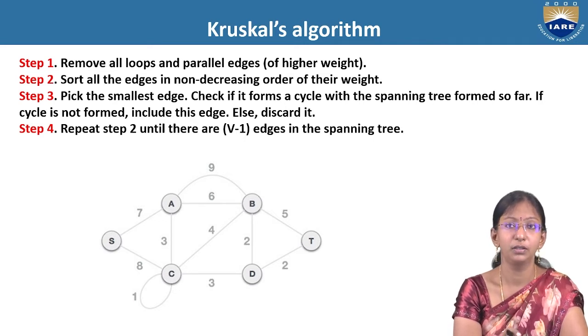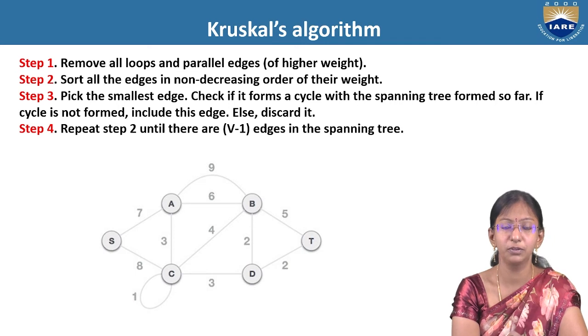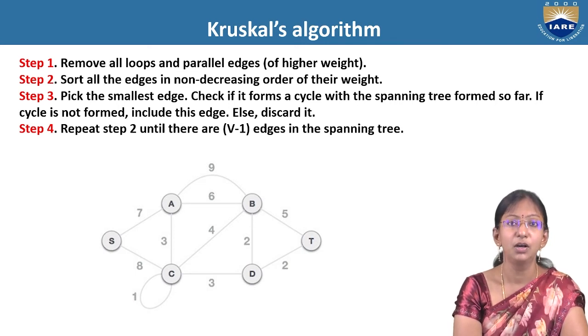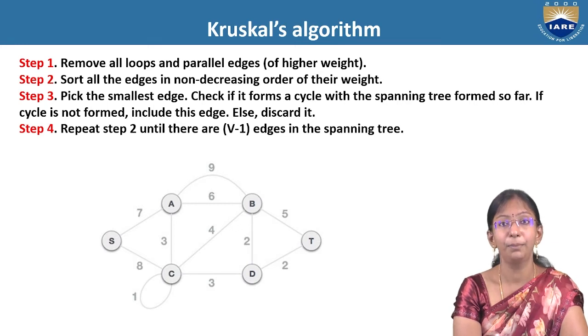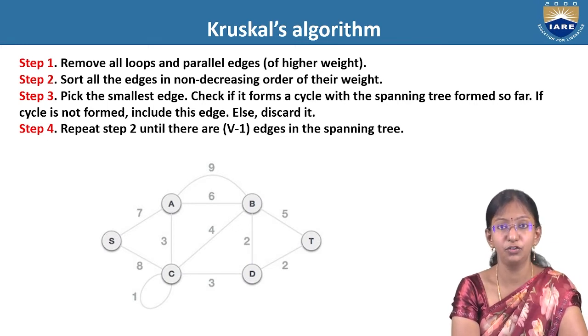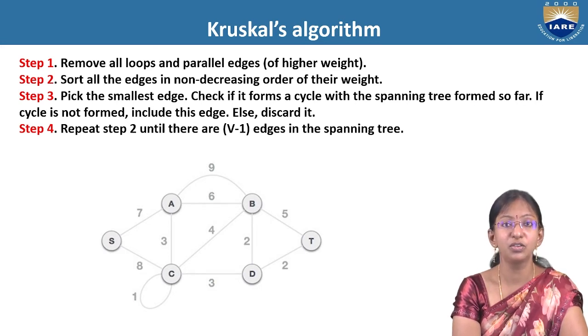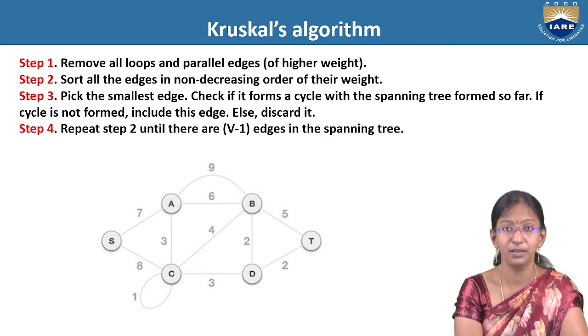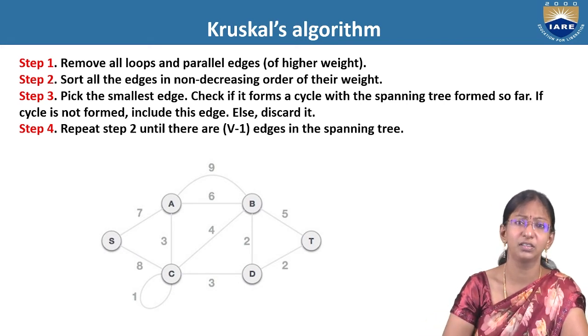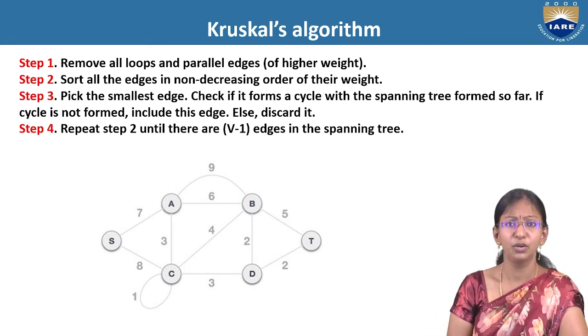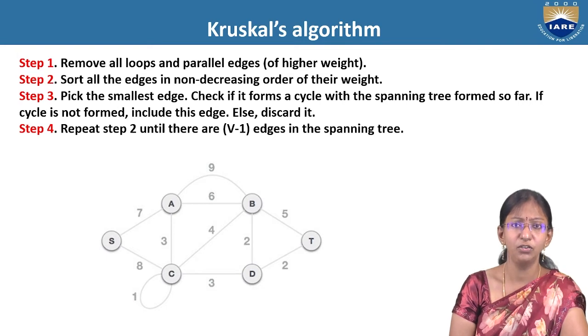The first and foremost thing which you need to consider is to remove the self loops and parallel edges. Which edge you are going to remove is the primary concern. Remove the parallel edge which is of higher weight. Why? My task is to construct a minimum spanning tree, not a maximum one, right? And I have to reduce the cost, right? If I want to reduce the cost, I have to remove the parallel edge which is bearing higher weight.